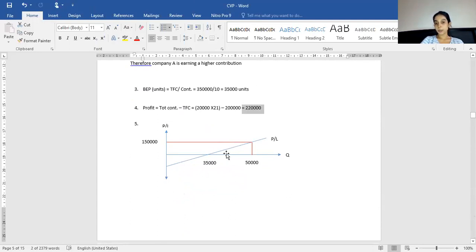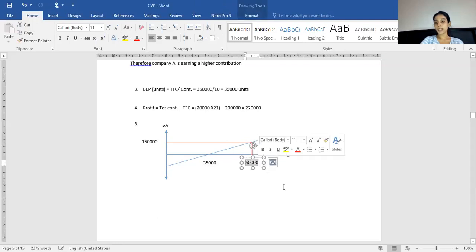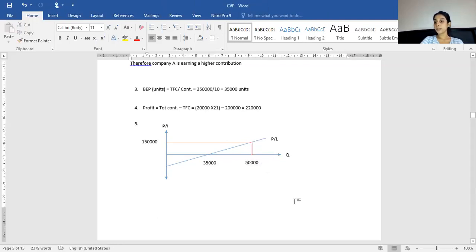The point where the profit or loss line touches the quantity axis will be your break-even point. 35,000 units is the break-even point for product A. They are planning to sell 50,000 of product A, so what will be the profit from 50,000 units of A?